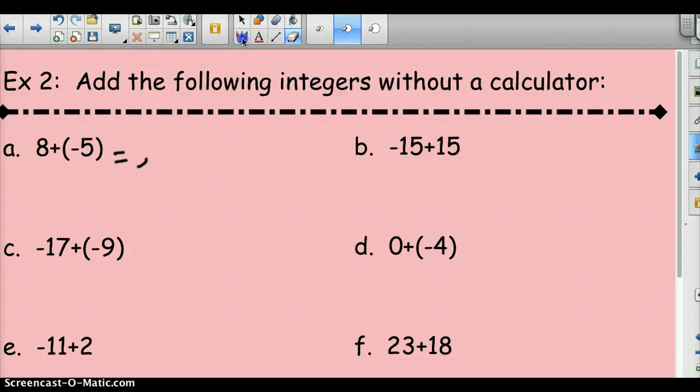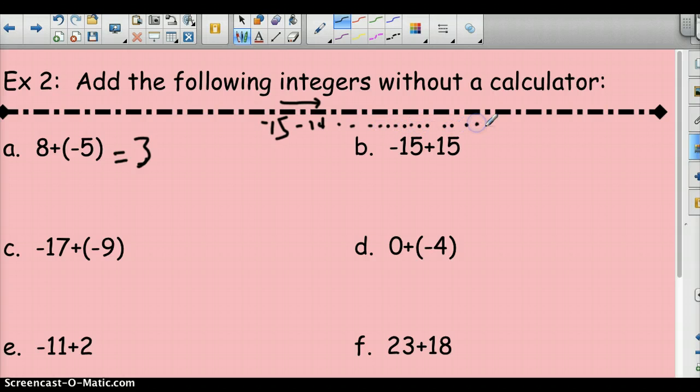Let's take the example right here. Negative 15 plus 15. If you were at negative 15 and went forward 15 spots, negative 14, negative 13, negative 12, negative 11, negative 10, negative 9, negative 8, negative 7, negative 6, negative 5, negative 4, negative 3, it would go to 0. Check out these two: negative 17 plus negative 9. When I take a negative and add another negative, I get a bigger negative. Well, 17 plus 9 is 26. So negative 17 plus negative 9 is negative 26.